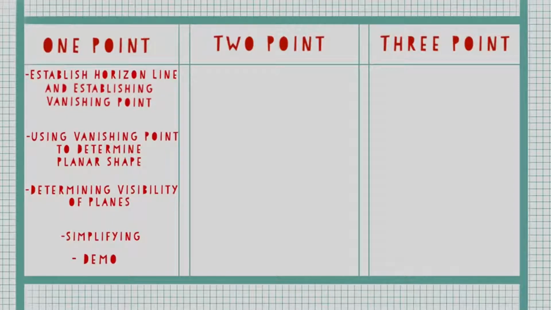Today we're going to be going over one-point perspective. First off, I'm going to break this down into 4 basic ideas. First, we're going to start off with establishing the horizon line and establishing a vanishing point. I'm going to break this down to make it clear and in a 3-dimensional idea. Then after that, we're going to use the vanishing point to determine planar shapes, just making shapes look 3-dimensional on a 2-dimensional surface. That's all that means. Then after that, we'll determine the visibility of planes based off of the relationship of the object and the vanishing point in the horizon line.